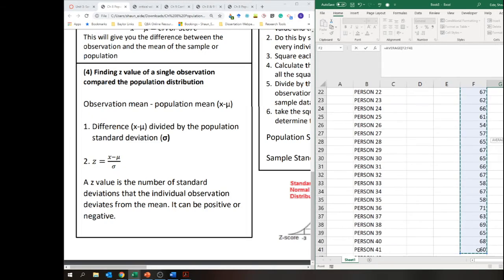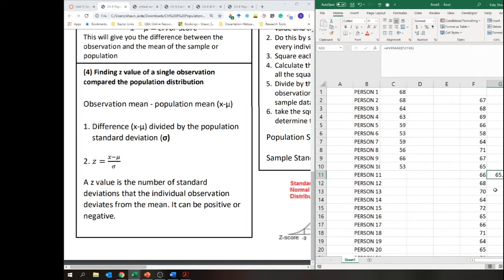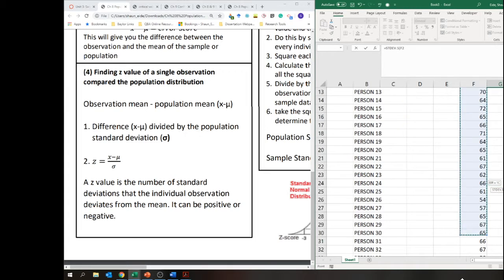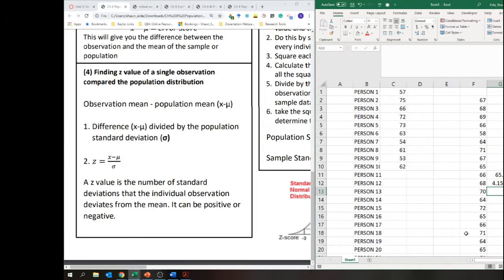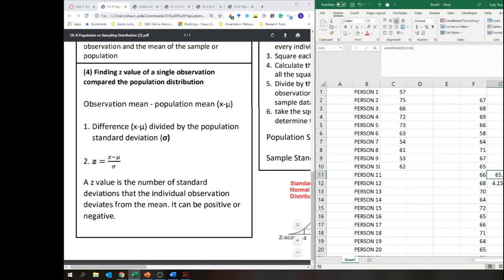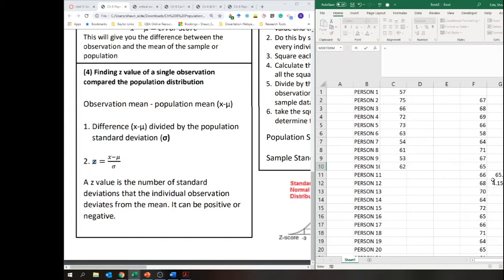Okay, so I've got the average right here. And the average is 65.0175. Then I'm going to do equals standard deviation. And so then I've got 4.159. And so if I want to find the z-score, I would do equals.